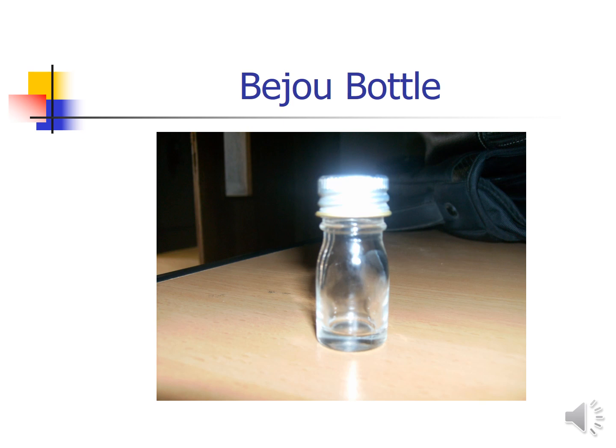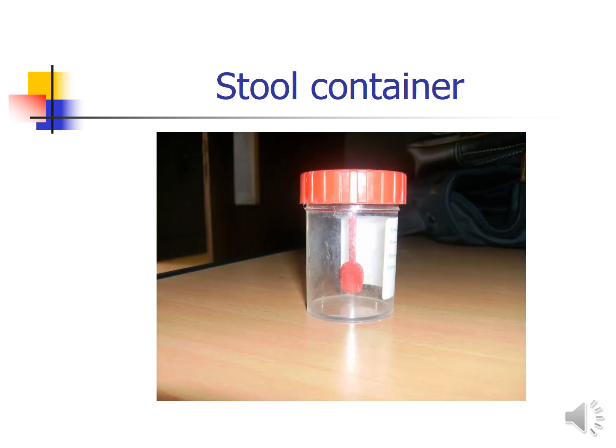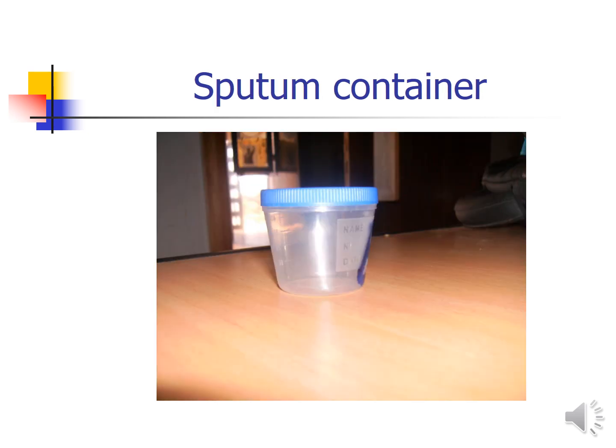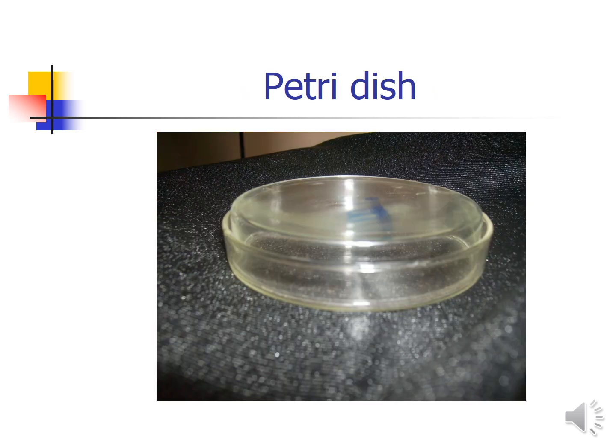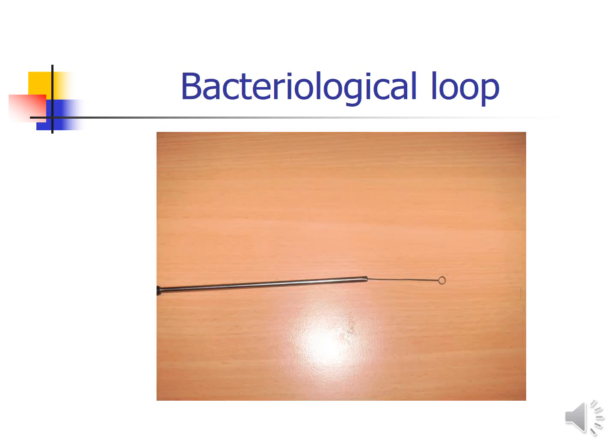This one you use for preparing media like Loeffler's serum slant. This is a stool sample collector. Okay. As I told you, this is also a universal container which we use for sputum collection. This is a cotton swab, a petri dish used to prepare media. This is a loop, a bacteriological loop used for streaking or inoculation.